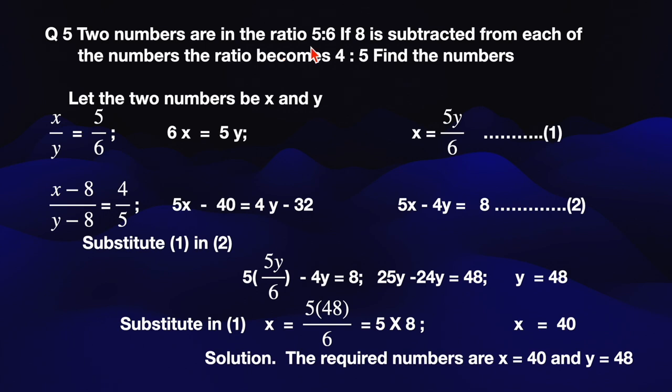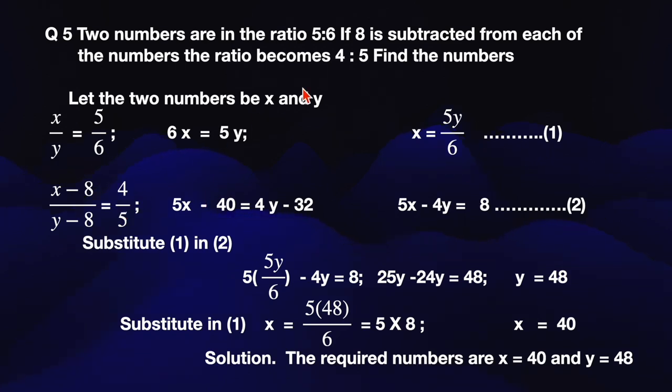Two numbers are in the ratio 5:6. If 8 is subtracted from each of the numbers, the ratio becomes 4:5. Find the numbers. So here again, find the numbers. Let the numbers be x and y. Now these numbers are in the ratio 5:6. That means x upon y is equal to 5 upon 6. Cross multiply. 6x is equal to 5y. Value of x is 5y upon 6. This is the first equation.